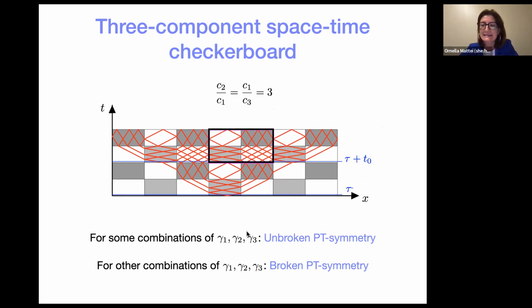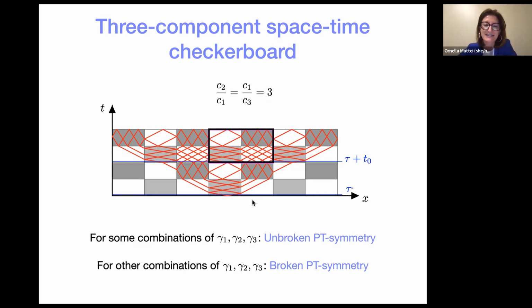The answer is yes. This is an example of another space-time checkerboard where I have 3 materials. So the light gray, the white one, and the dark gray one. And the wave speeds of these 3 materials have to be very special in the sense that the ratio between each pair of wave speeds has to be equal to an integer. Here I choose a 3, but it could be 2, 4, whatever.